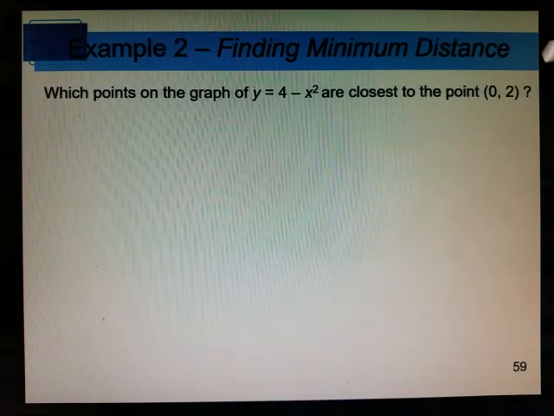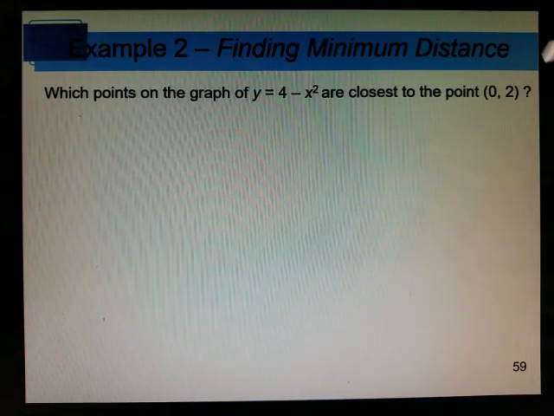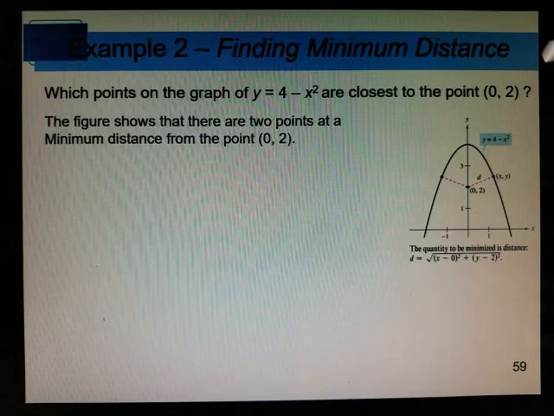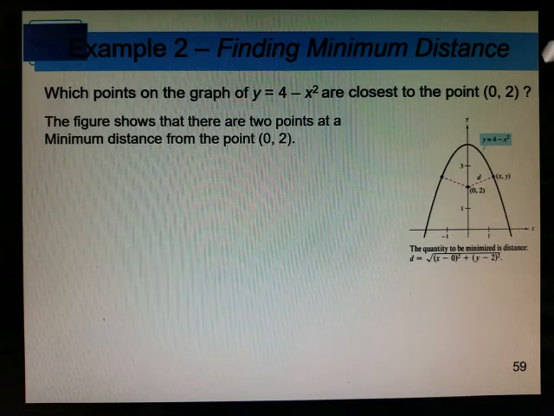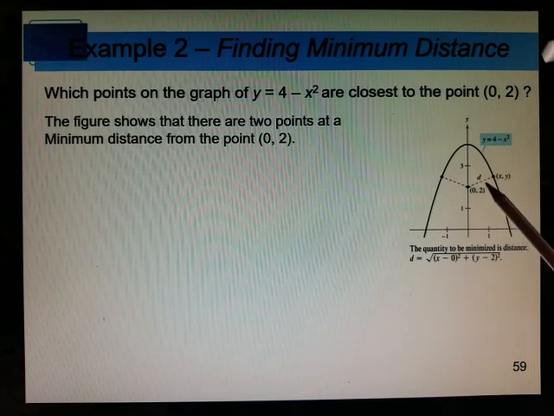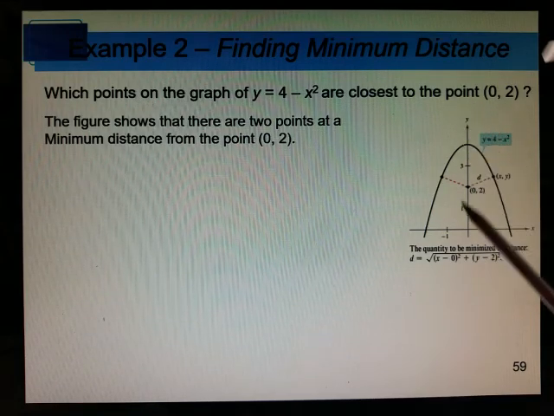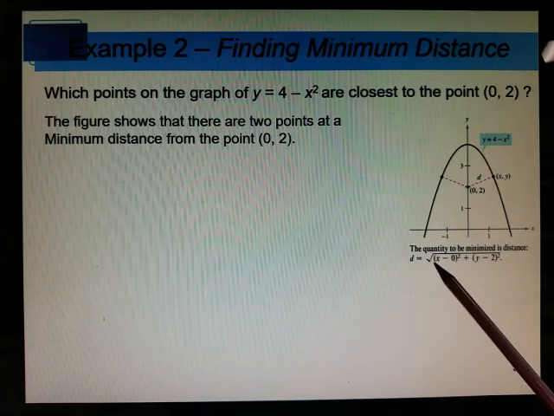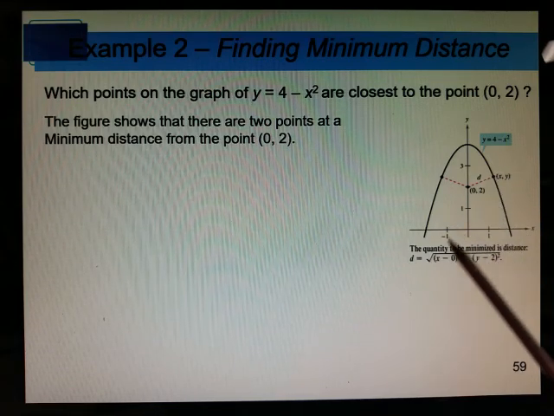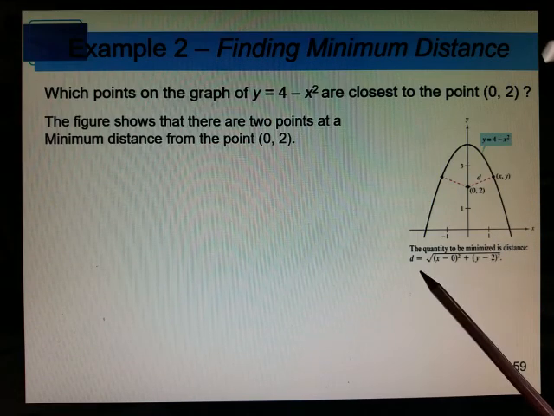All right, it says which points on this graph, y equals 4 minus x squared, are closest to the point 0, 2. Well, here's a graph of a parabola. There's the point 0, 2. So the distance from here to a point on the parabola would be the same distance from here to a point on the parabola because that point 0, 2 is on the line of symmetry. And so with the distance formula, the distance would be this x value minus the 0 squared plus y minus that y value of 2 squared, and then the square root of that.